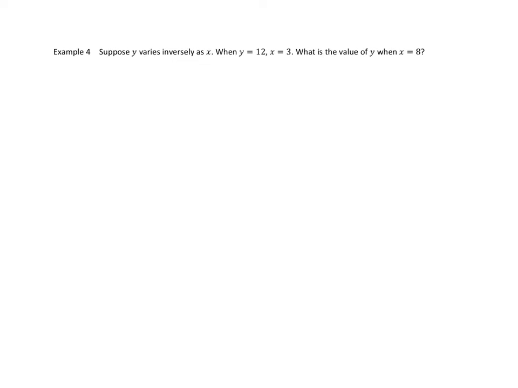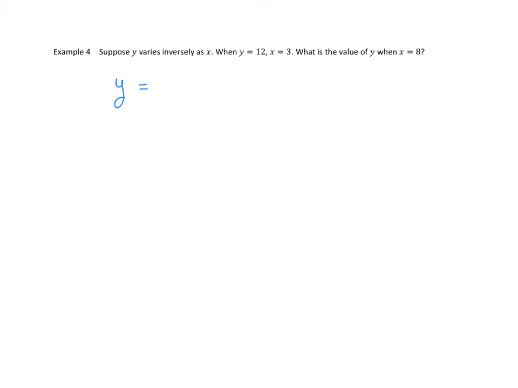In example 4, let's suppose that y varies inversely as x. When y is equal to 12, x is equal to 3. Can we use that information to figure out the value of y when x is 8? I think this will be pretty similar to when we had direct variation, but let's see if there are any differences.